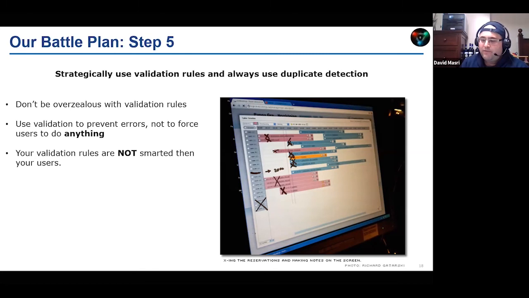So validation rules should be there to prevent error, not to force a user to do something, right? Because they cannot and will not be controlled by a computer. So essentially, the science fiction world has been lying to you this whole time.